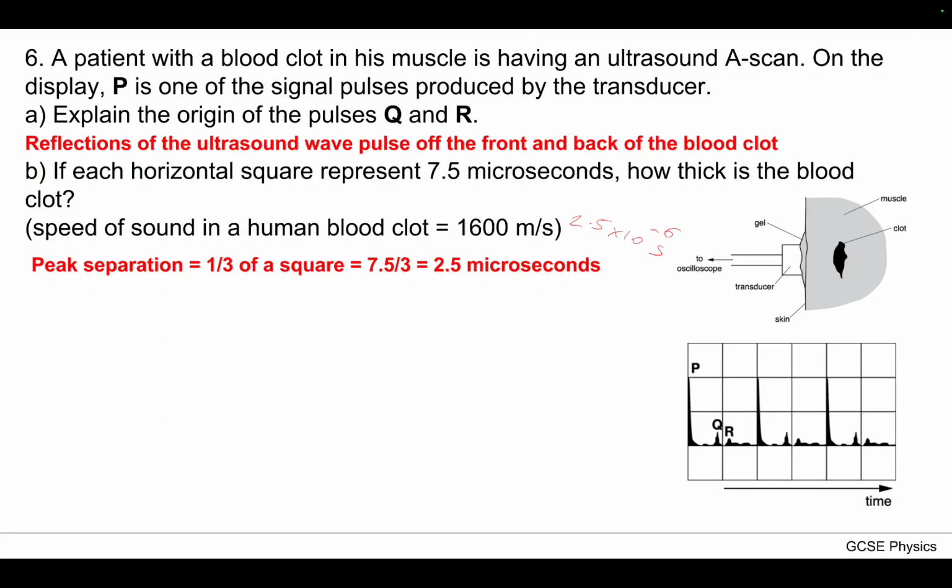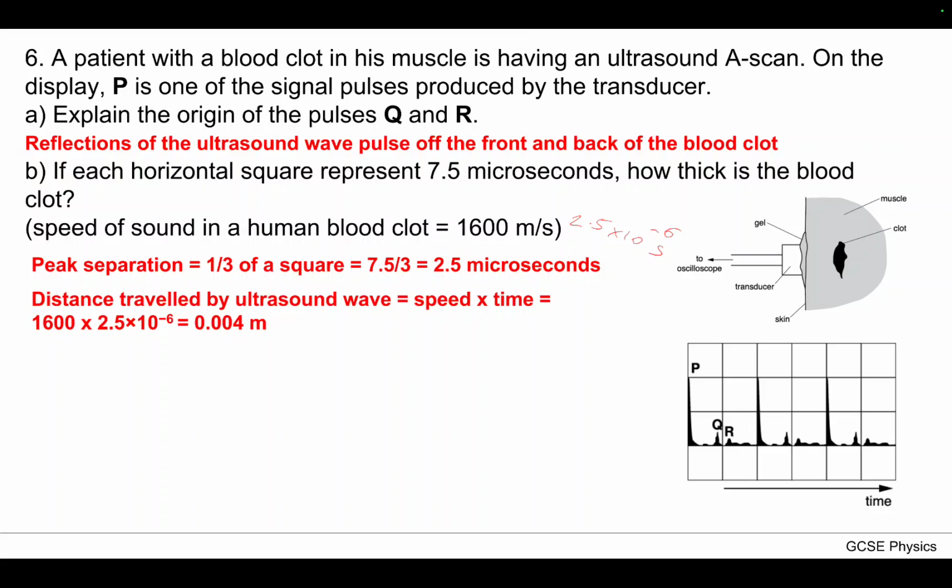So then it's just distance is speed times time. So distance travelled, speed times time. So it's 1,600 meters per second multiplied by the time, 2.5 times 10 to the minus 6, which gives you 0.004 meters. Then to get the thickness, we need to divide it by 2. So that gives 0.002 meters, which is 2 millimeters. So now, the technician or the doctor that's looking at this will know that the clot is 2 millimeters thick.